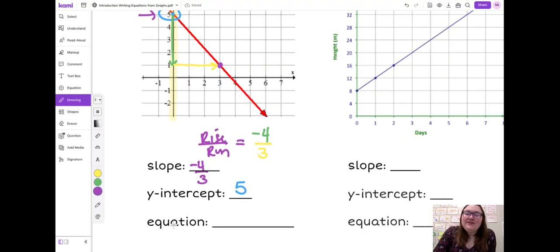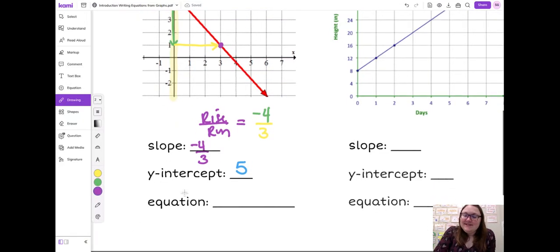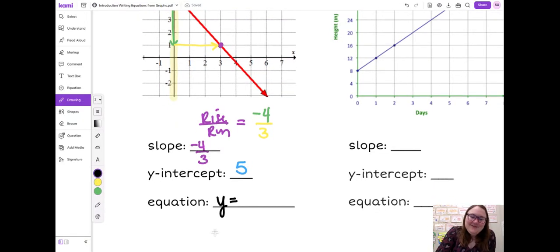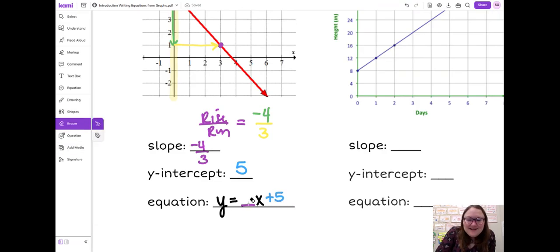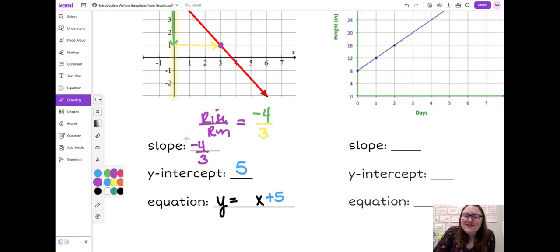To write your equation, all we're doing is putting all of this together. We have learned that when you see equations, they always begin y equals, and then there are two numbers we are looking for. We've learned that the number in front of x that goes right here is always your slope, and then the other number that goes right here is your y-intercept. So my y-intercept we said is positive 5, so I would have plus 5 in my equation, and then since my slope is the fraction negative 4 thirds, in front of x, I put negative 4 thirds.